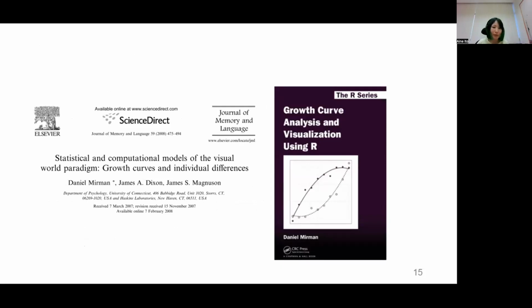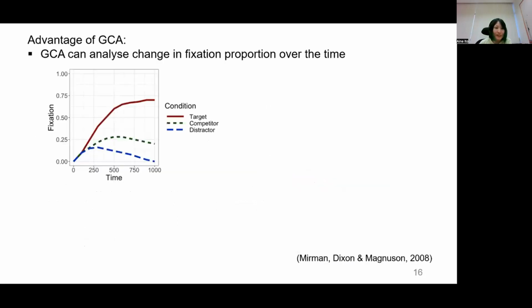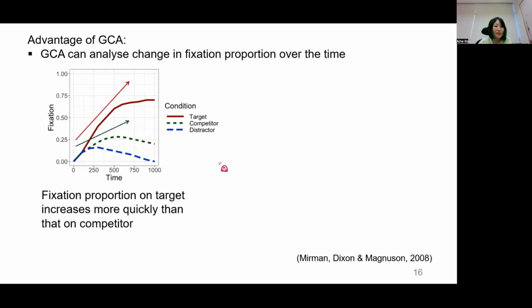If you wanted to know more about the growth curve analysis, the advantage of this analysis is that it can analyze changing fixation proportion over time. So, for example, if you have data like this, you can see that the fixation proportion on the target keeps increasing, and that on the competitor increases and then decreases. And you might want to test whether fixation proportion on the target increases more quickly than that on the competitor. So you might be interested in whether the slope is different between these conditions.